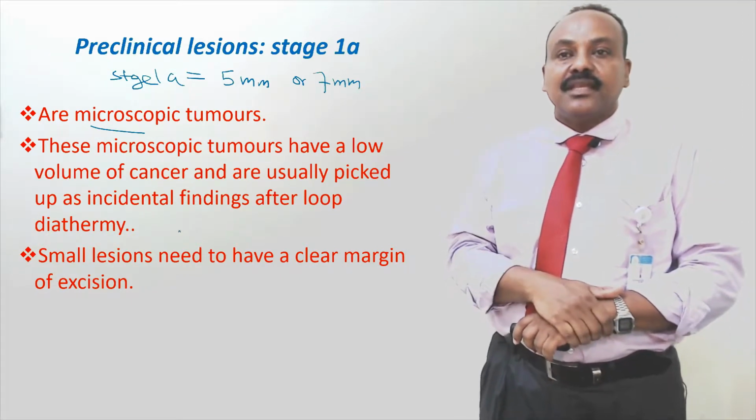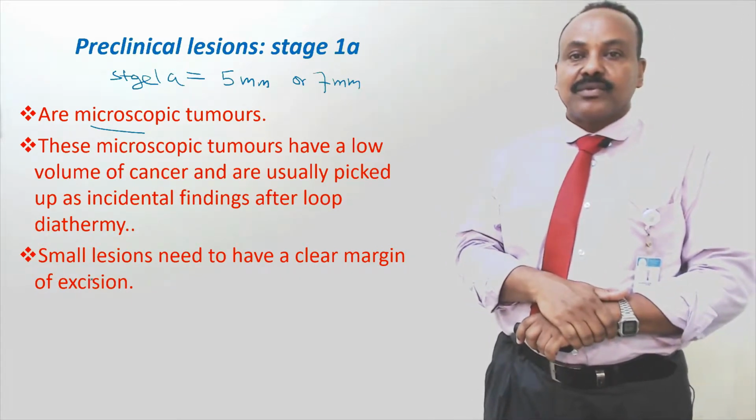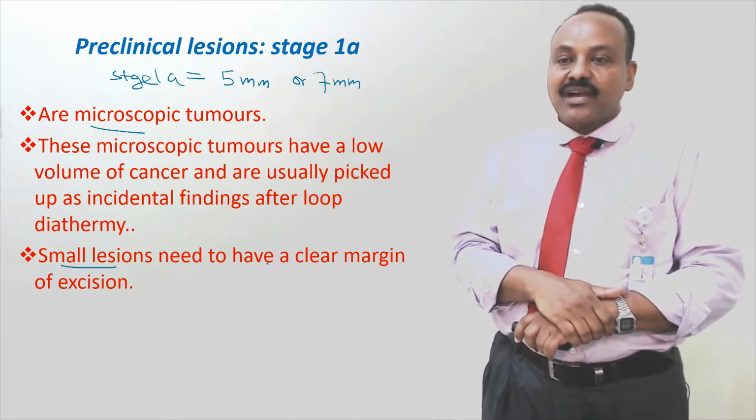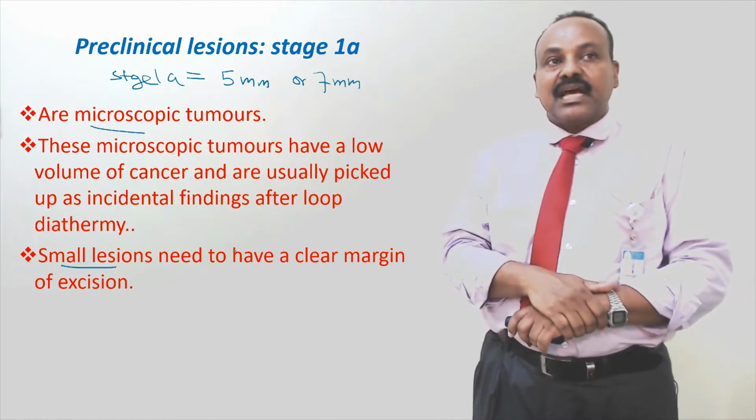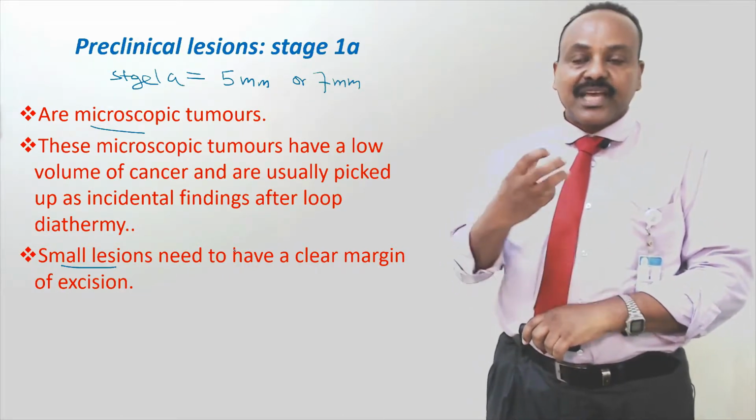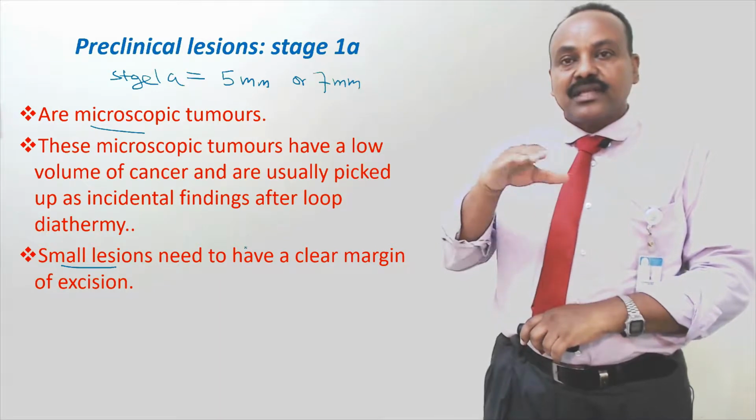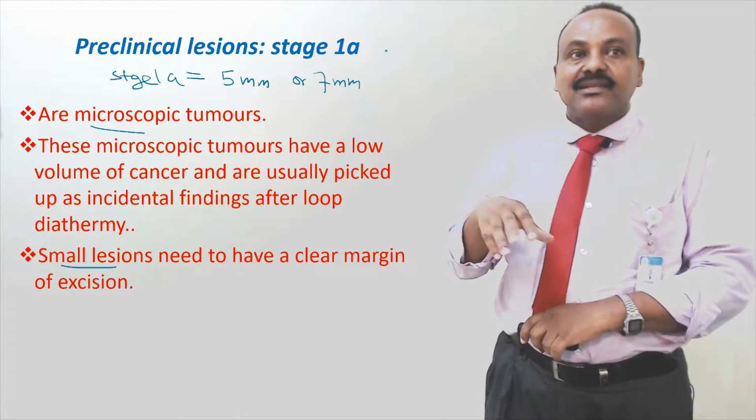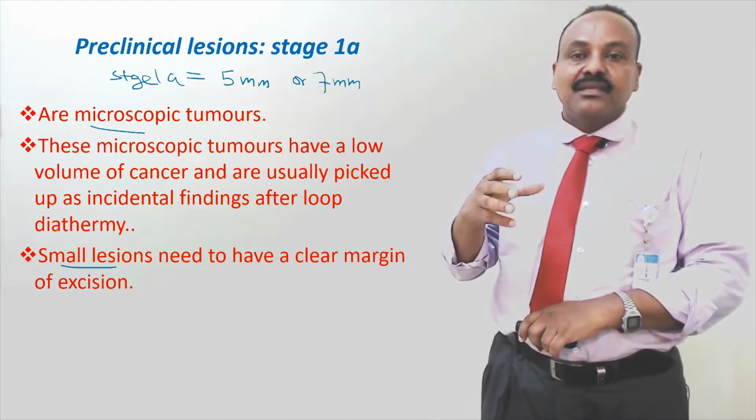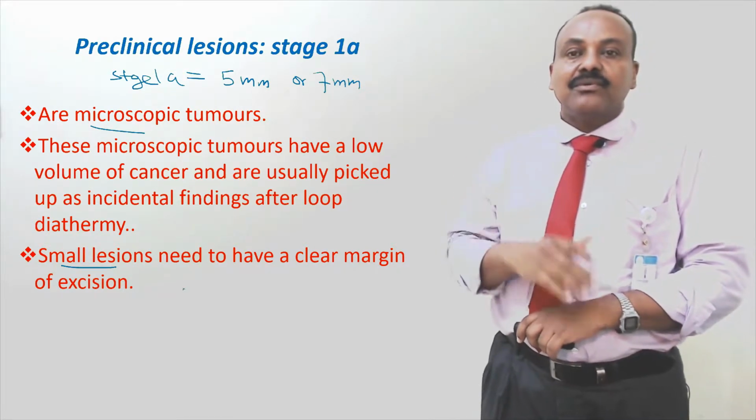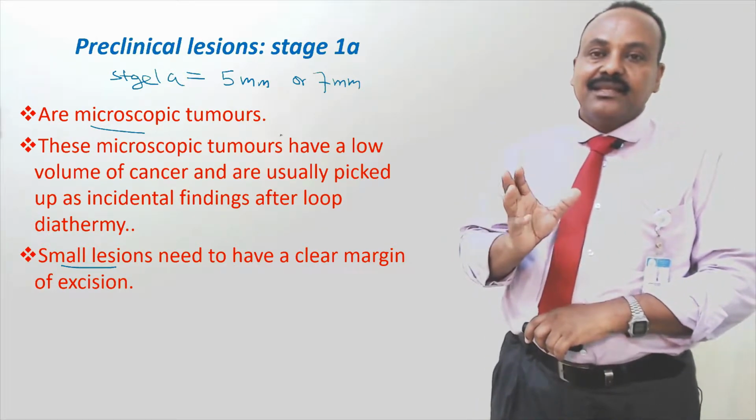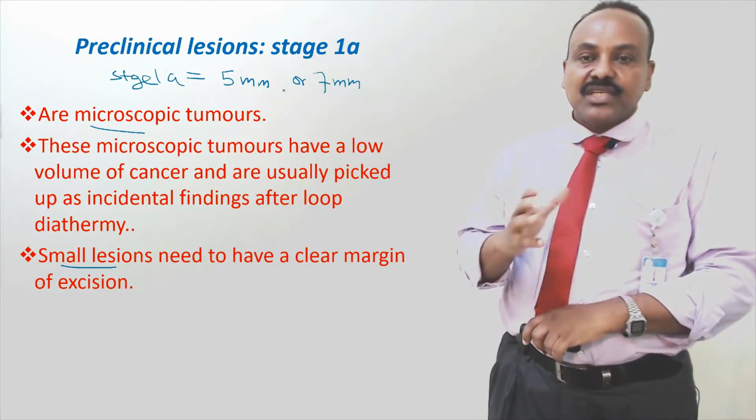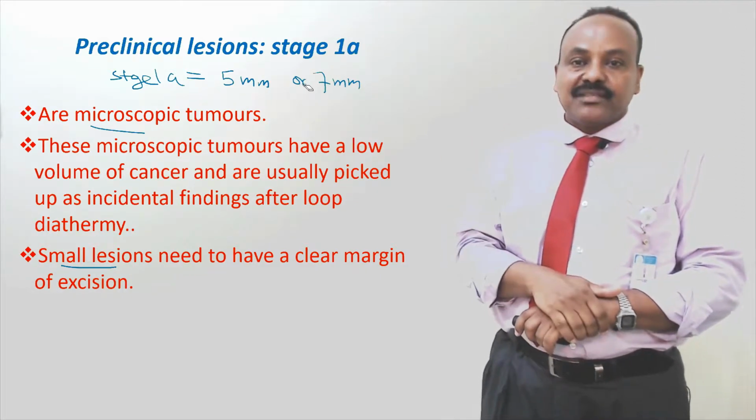there is a clinical or a microscopic tumor. A small lesion needs to have a clear margin for excision. After you remove or excise the tumor, you find under histological examination that the tumor margin is clear. The biopsy margin is clear from malignant cancer. This means that you removed all the lesion, so there is no need for further treatment.